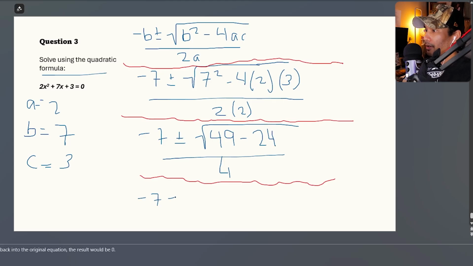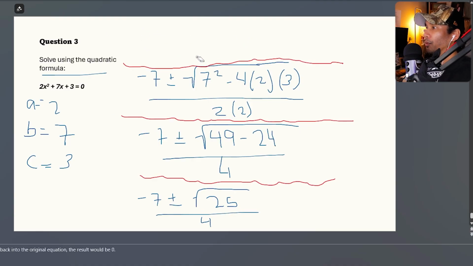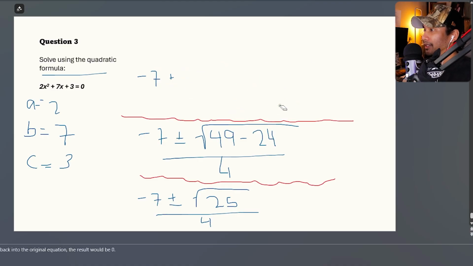Negative 7 plus minus the square root of what is 49 minus 24? That is 25. Okay, everything divided by 4. And let's just keep going on. This is a hard one, but not really. The only thing that really changed is the coefficient in the front is no longer 1, it's a 2. So let's go ahead and simplify more.